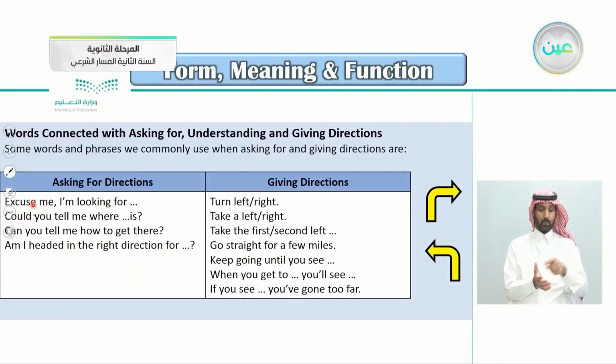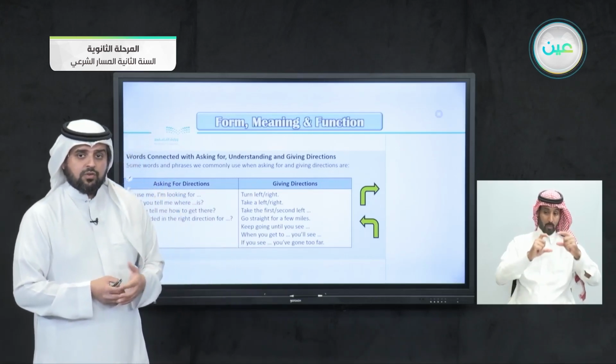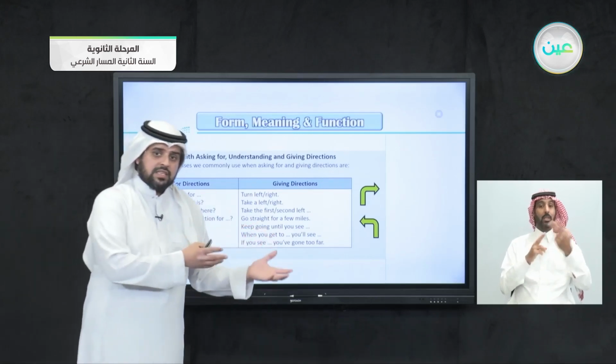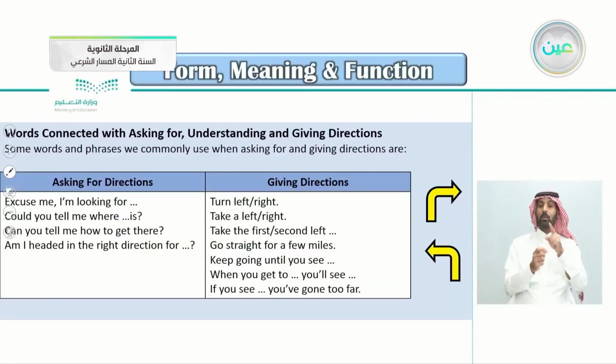The first one here: Excuse me, I'm looking for. Then you can say what you are looking for. Excuse me, I'm looking for the bank. Excuse me, I'm looking for a hotel. So that this man will provide the directions for you. So this is how to ask for a direction. Excuse me, I'm looking for the bank, for example.